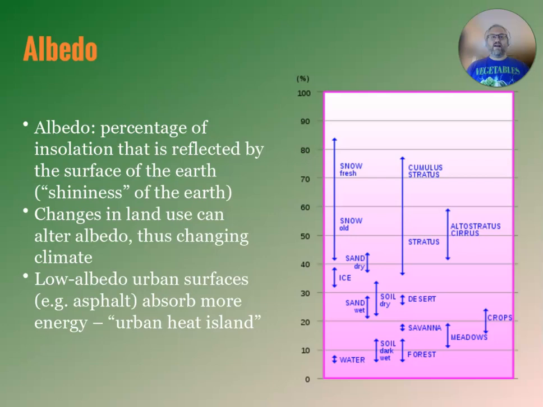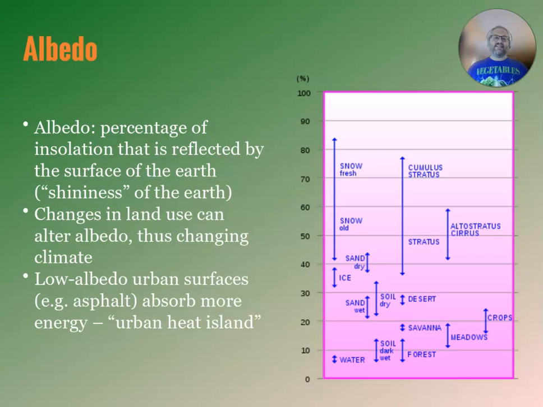So one thing we might want to know is, what's the ratio between those, right? How much of that insolation is just getting reflected back into space without being absorbed by the Earth? And we can describe this as the Earth's albedo. So the albedo is, in technical terms, the percentage of insolation that's reflected by the surface of the Earth, the percentage of that incoming radiation that just bounces back off into space.